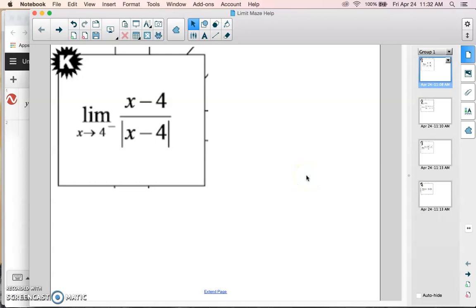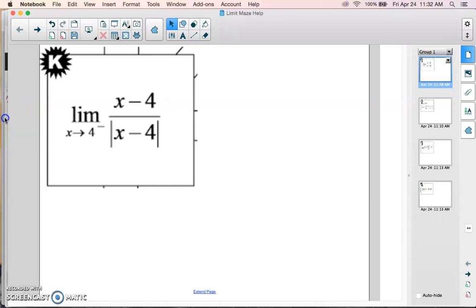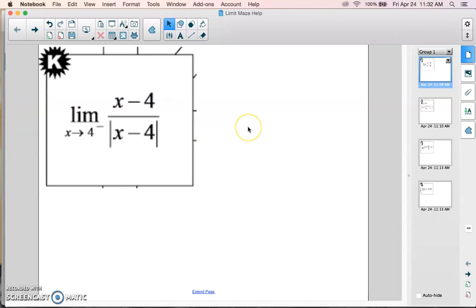Hey guys, I'm going to give you a couple hints for the limit maze because there's a few questions on here that are a little tricky. So I'm going to start with this one that's question K, and I'm going to show you how to do these by hand, and then I'm also going to show you a way that you can use Graph or Desmos to help you.